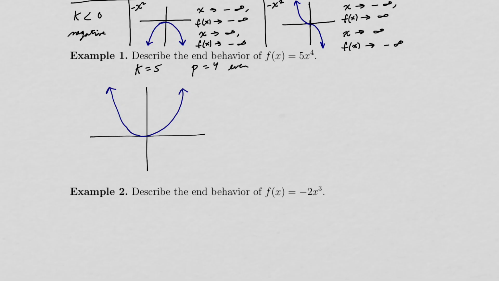So it has that general shape. So now I can figure out the end behavior, right? As x goes to negative infinity, the function goes to positive infinity. And as x goes to positive infinity, the function also goes to positive infinity. Okay? All right, what about this one?